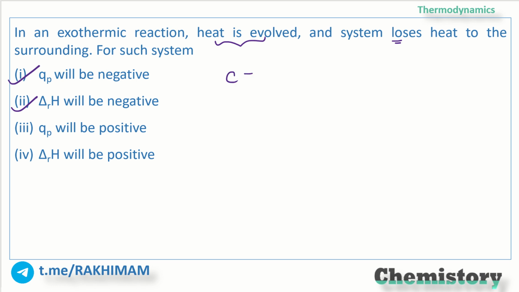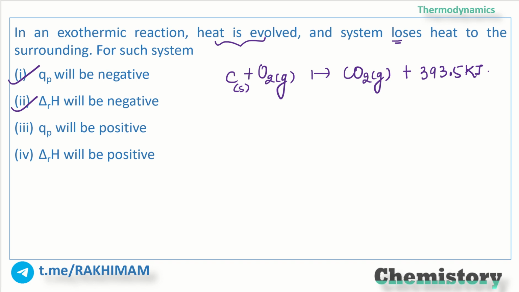For example, carbon in the solid state plus O2 in the gaseous state gives us CO2 in the gaseous state with the evolution of, suppose, 393.5 kilojoule. So QP is the heat lost, so it will be negative. The enthalpy of reaction, the energy of the reaction, will also be negative basically.